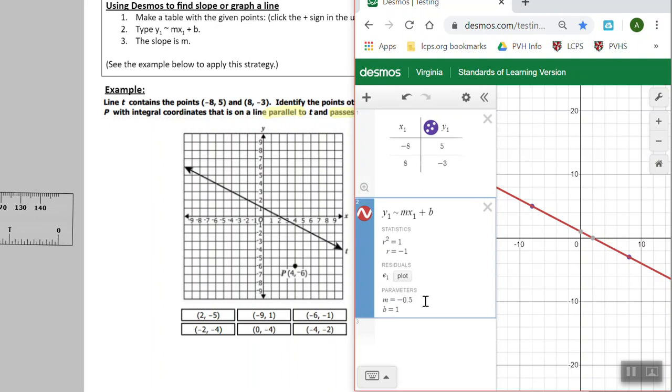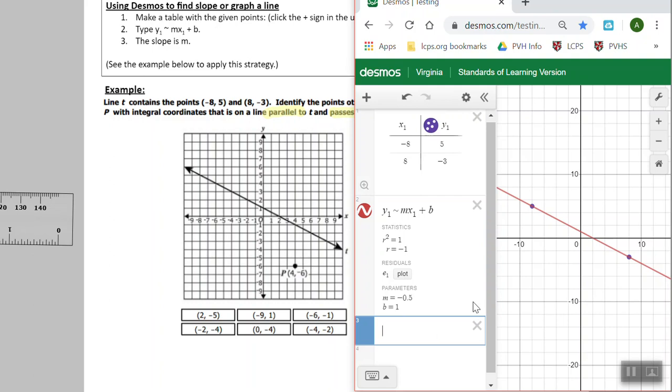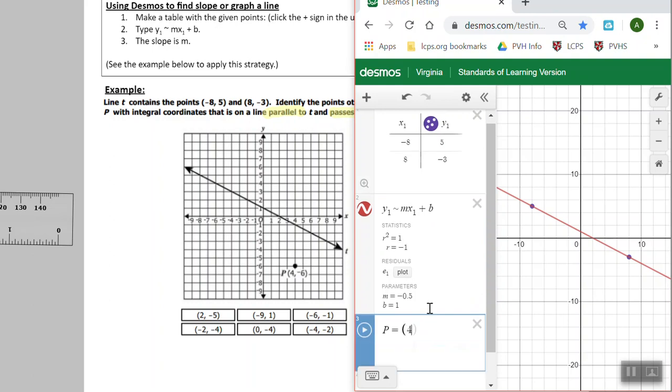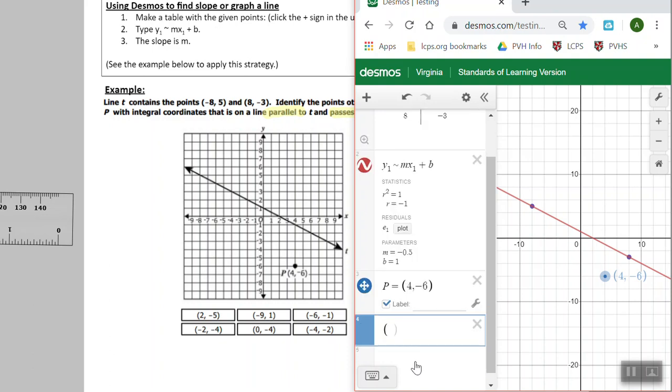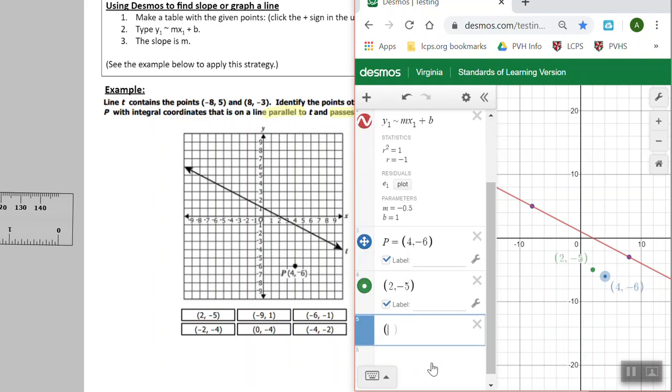Notice here, the m is given. m is the slope of this line, -0.5. So being parallel and through this point, it will have to have the same slope. Now, I'm not too worried about that, but I can plot all these other points in here and use my ruler to figure out which ones have the same slope. So I can type P equals 4, -6, label it, and then I can type all the other points they gave me until I find the ones that lie on a line parallel. I'm going to label all of the points.